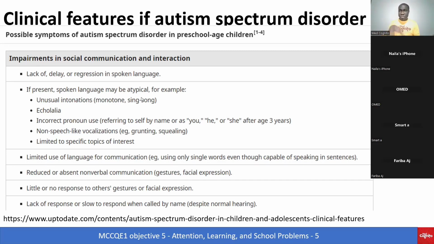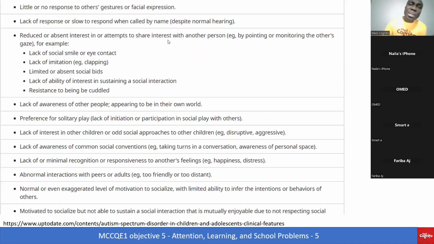And then other features. So please, before I move on, are you okay for me to move on? These are the features of autism that you want to know about. Some of them may also have little or no response to other people's gestures or facial expression, lack of response to their name being mentioned, even though they can hear properly. They also may have reduced or absent interest in or attempts to share interest with another person. Okay, they may have limited social interaction.